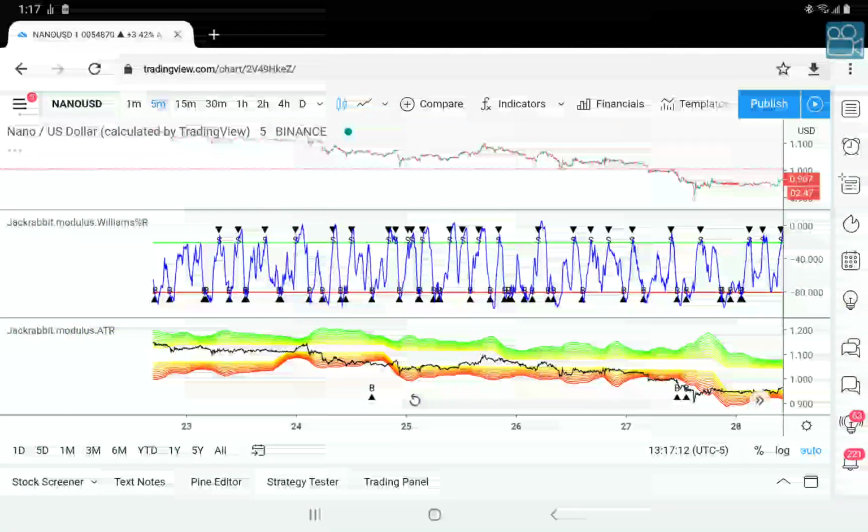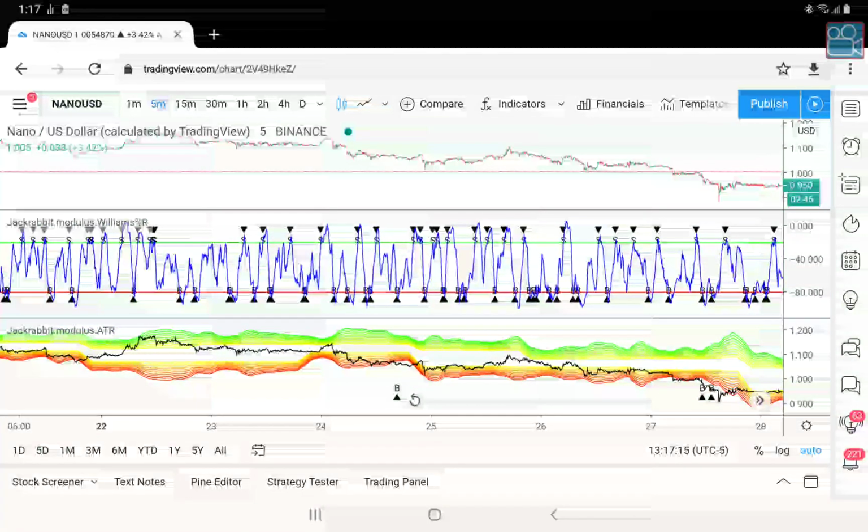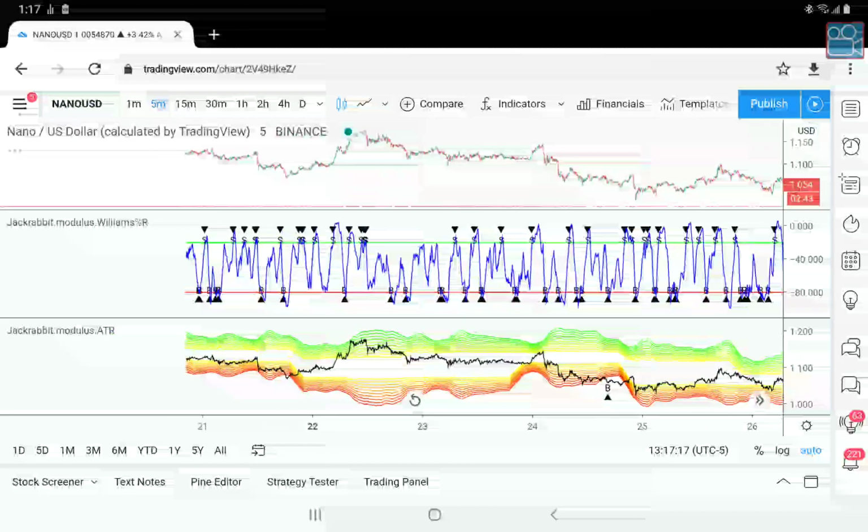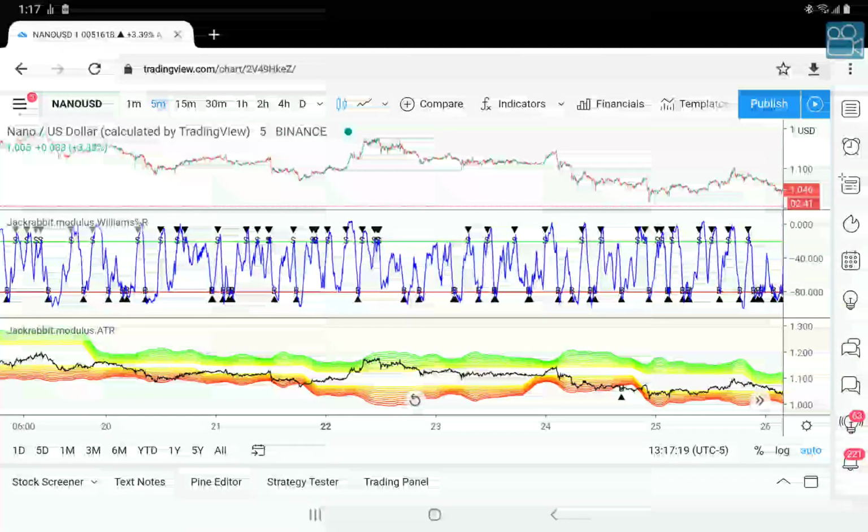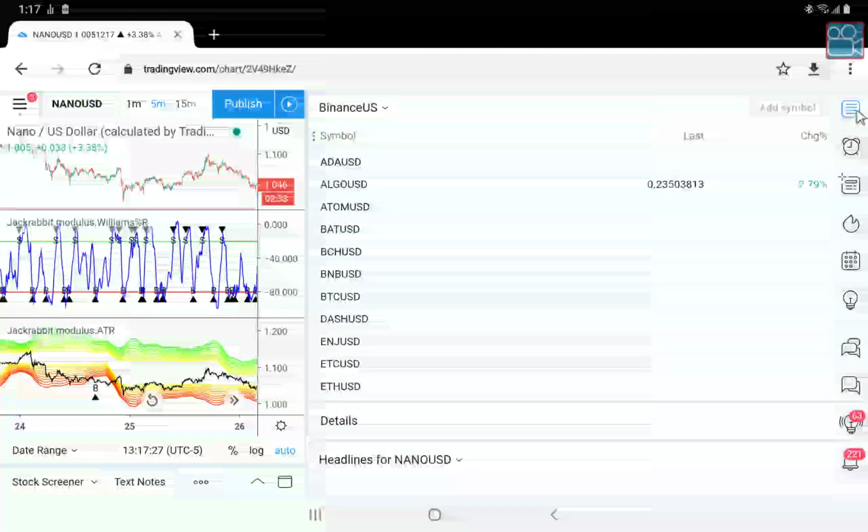So, look at your charts. Go back and forth, scan them. Even look at different coins. Not all coins perform the same. Let's go take a look at everybody's darling, Bitcoin.